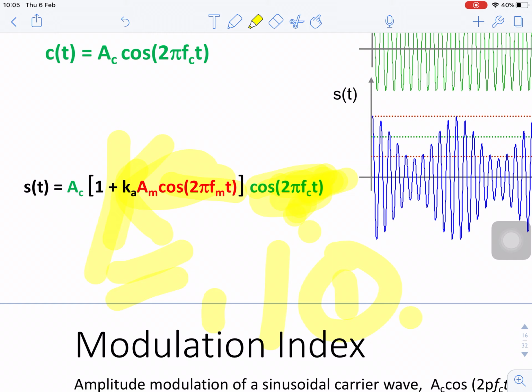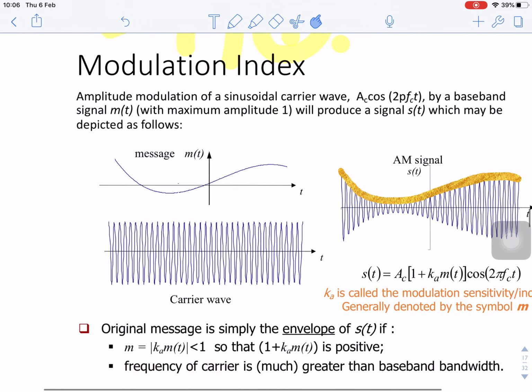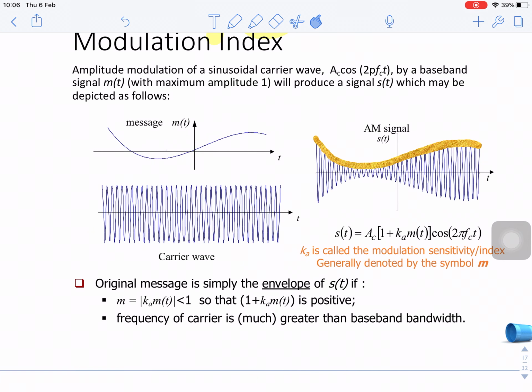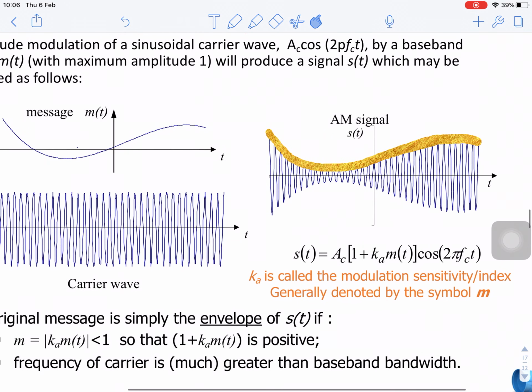Apart from that, I also need the cosine 2 pi fc t times the AC. The reason why we need a 1 here is that we do not want the term to be zero, because that will mess up the signal. Therefore, I must add 1 to the original signal and multiply with AC cosine 2 pi fc t. Then we look at the modulation index, which is called ka, also called modulation sensitivity.